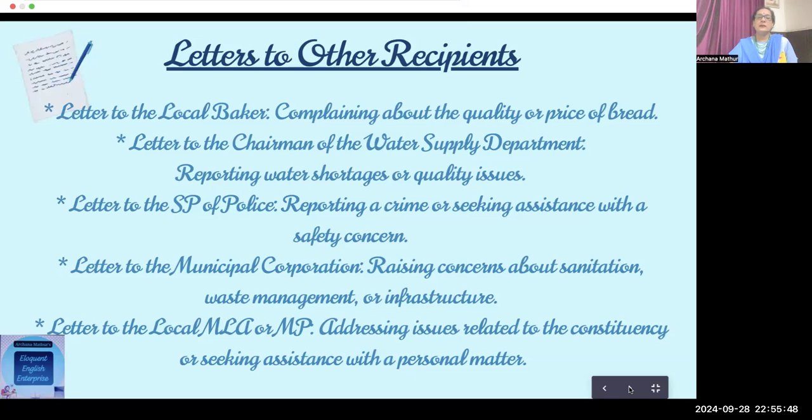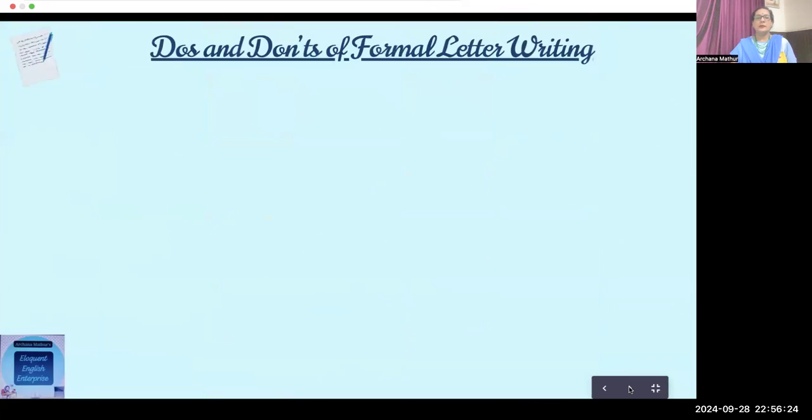You could write a letter to the municipal corporation raising concern about sanitation, waste management, or infrastructure of your market or your colony or whatever. You could also write to your local MLA or MP, and here you may address issues related to the constituency or seek assistance with any kind of personal matter. We live in a free country and we are free to approach any person whom we deem fit who's going to help us in our problems.